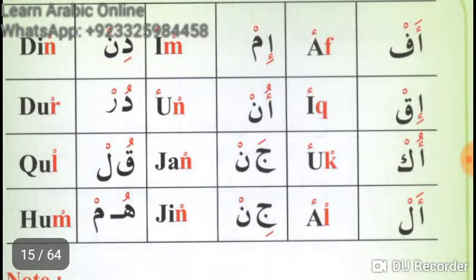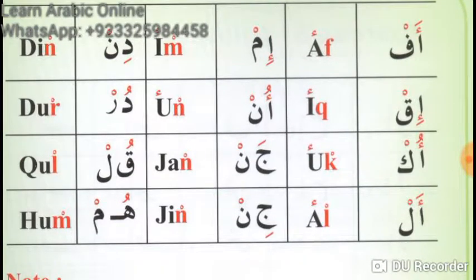Alif, Hamza, Fata, Fa, Sakin, F. Alif, Hamza, Kasra, Qaf, Sakin, Ik. Alif, Hamza, Dhamma, Qaf, Sakin, Uk. Alif, Hamza, Fata, Lam, Sakin, Al. Alif, Hamza, Kasra, Mim, Sakin, Im. Alif, Hamza, Dama, Noon, Sakin, Un.